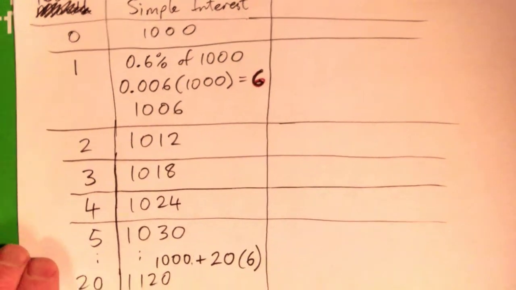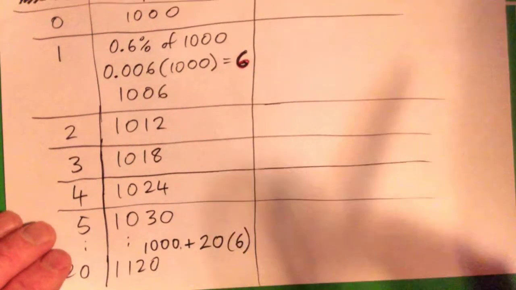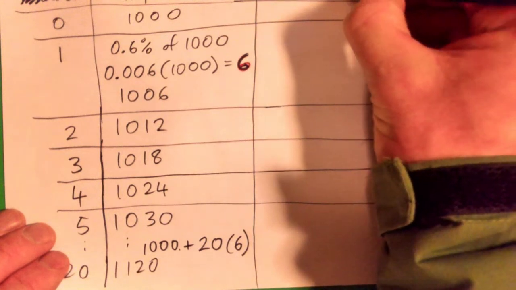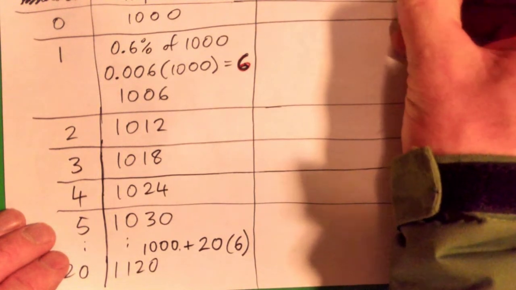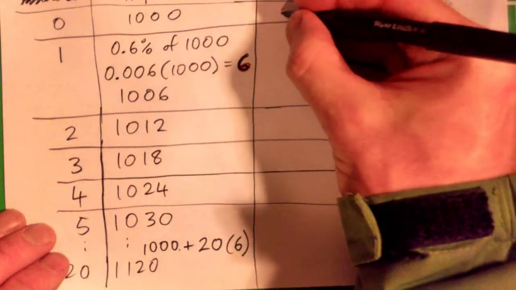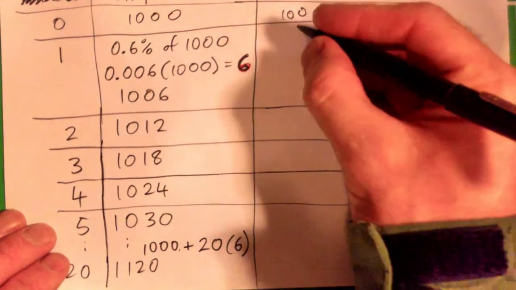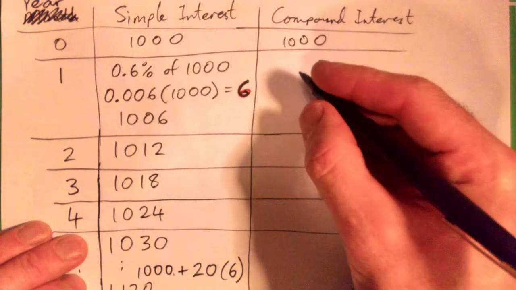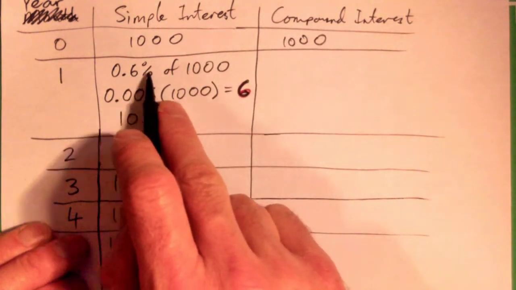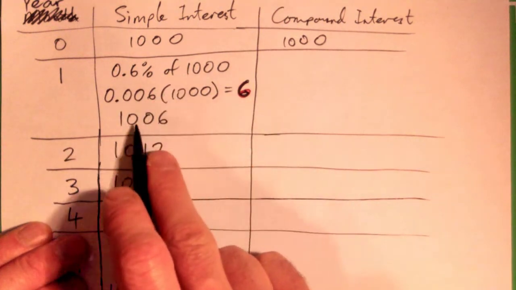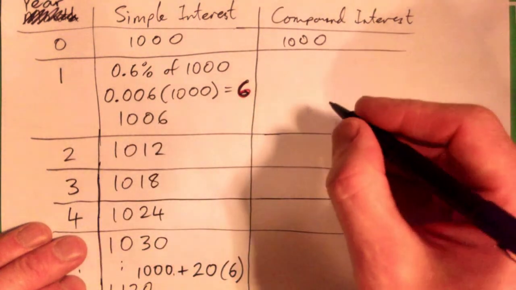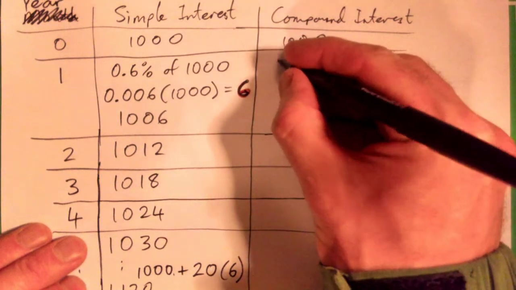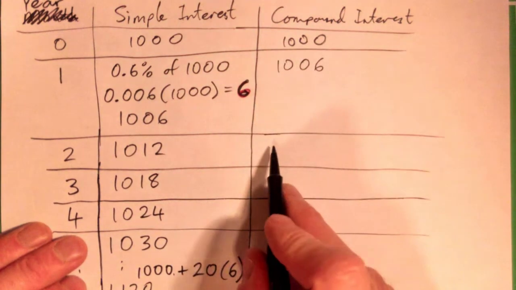Now, compound, you're allowed to get interest on top of interest. So compound interest is different. Initially, year 0, we start with our $1,000. But after year 1, you're looking at the same thing. You get 0.6% of 1,000, which is 1,006, isn't it? Right? And so we have 1,006. But what happens in year 2 with compound interest?